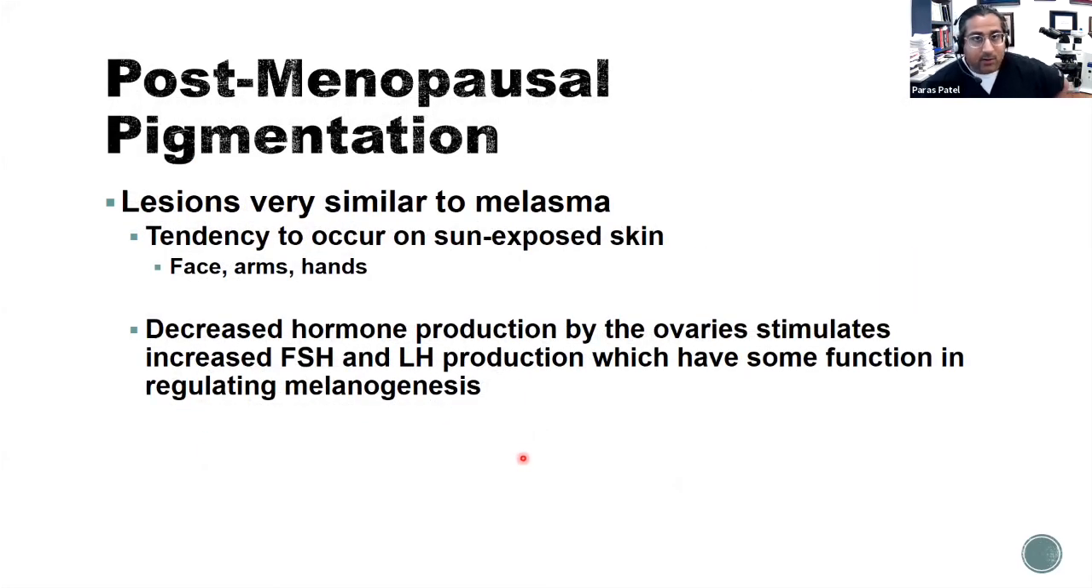Postmenopausal women, again, all surrounding the same topic with these hormones. Because we have decreased production of estrogen and progesterone, you have increased FSH and LH, which again can regulate the increased production of melanin. All right, and so you can see it has a similar pattern in the clinical presentation, bronzing of the skin, or these multiple macular lesions.